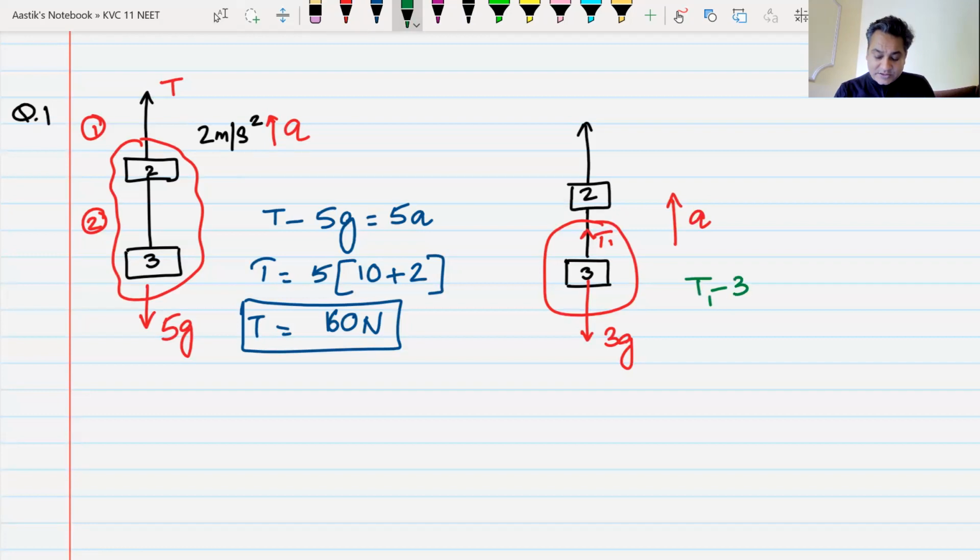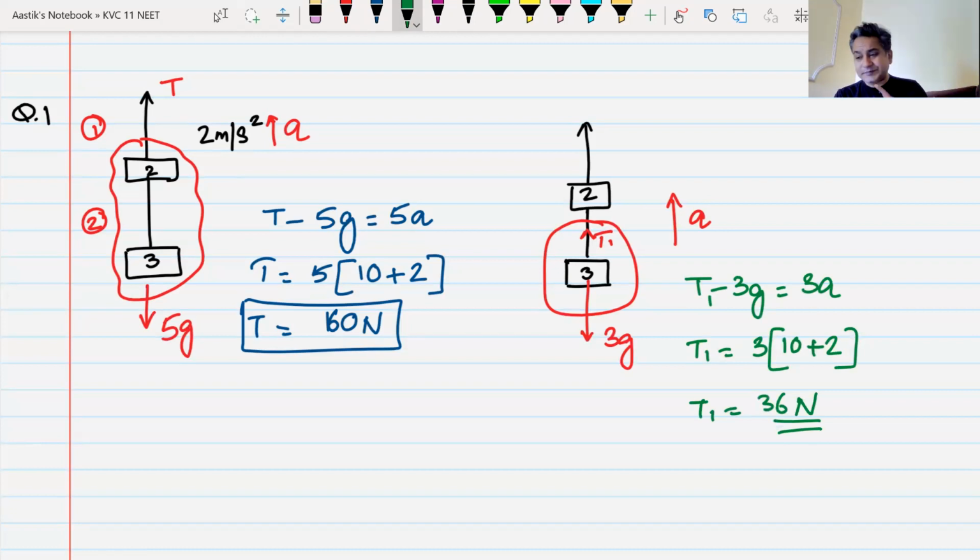So I can write the equation of this block as T1 minus 3G is equal to 3A. So this T1 will be equal to 3 times G plus A. G is 10, A is 2, and now my answer for this tension will be 36 newtons. Do we understand this? How I have done this, everyone? So if I give you another problem, you would be able to do this, yes or no?